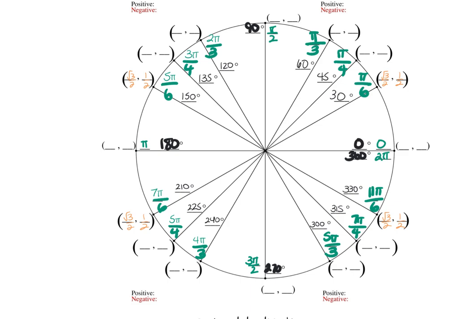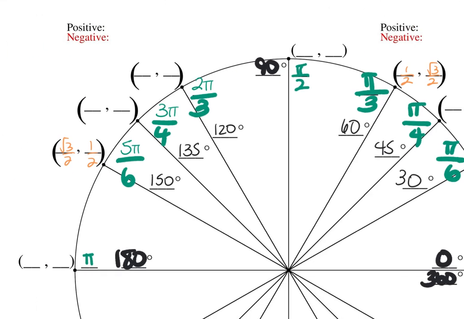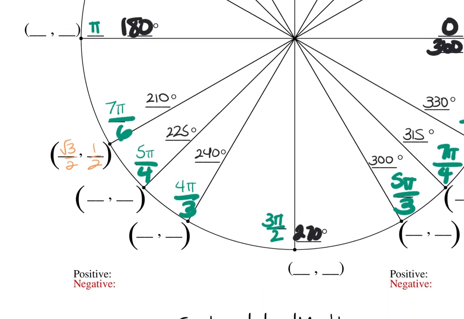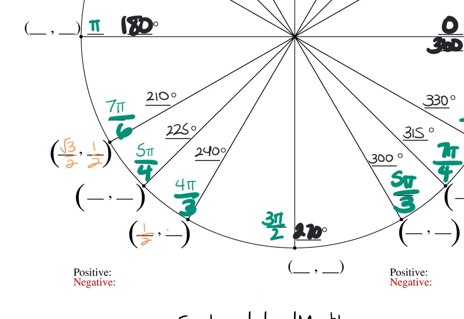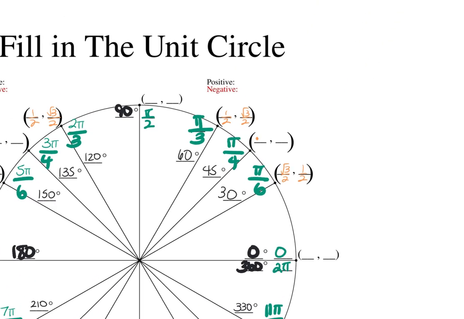Every over 3 is the reverse, right? So every over 3 gets 1/2, root 3 over 2, and so on around the circle. And every over 4 gets root 2 over 2.